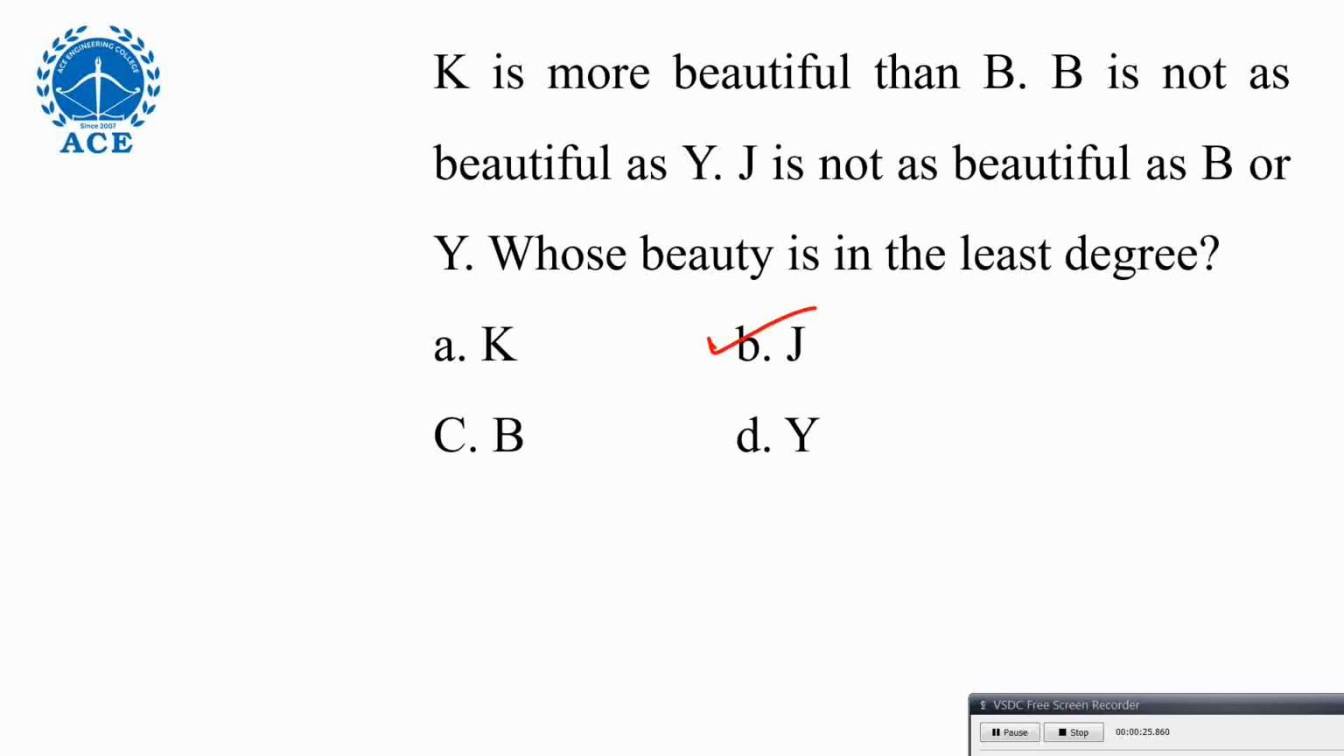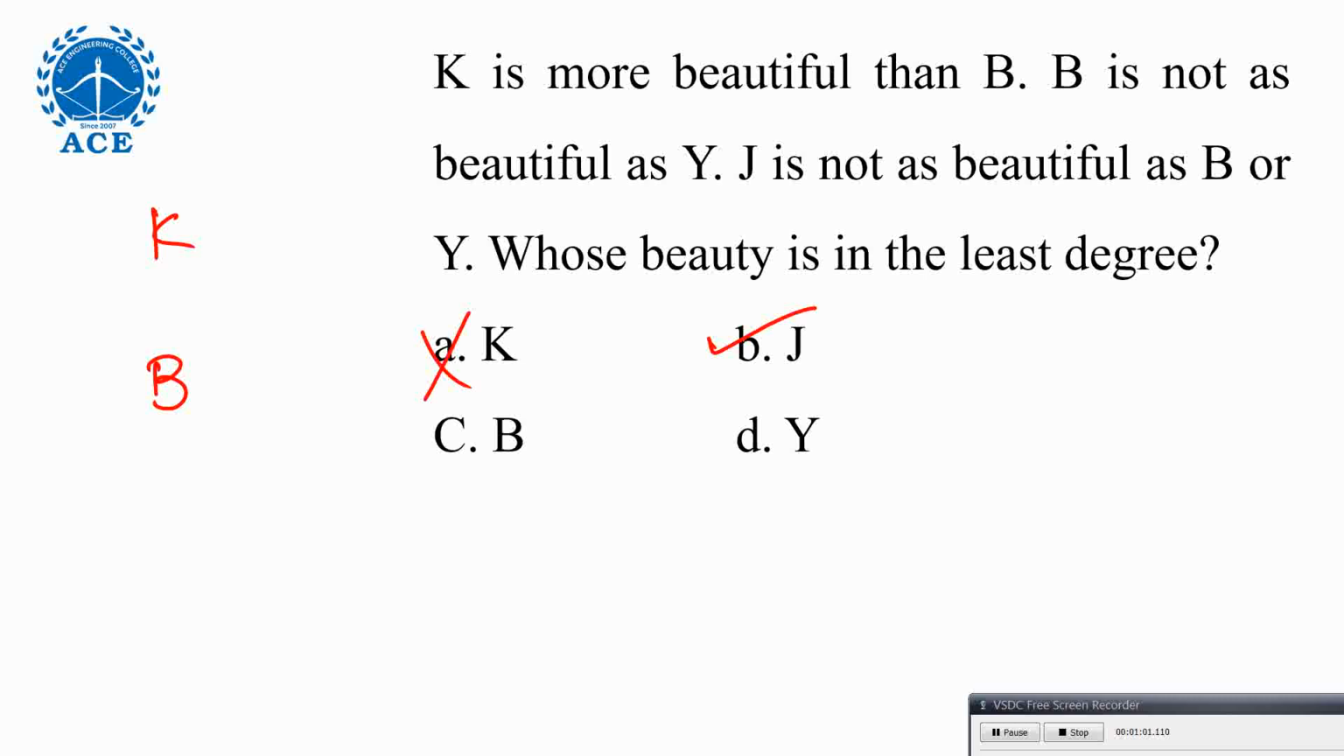Fine. So K is more beautiful than B. B is not as beautiful as Y. J is not as beautiful as B or Y. So you can consider J the least, because J is not as beautiful as B means less than. J is less than B, and J is less than Y. B is already less than K, so K cannot be the least. J is less than B, and J is less than Y as well.